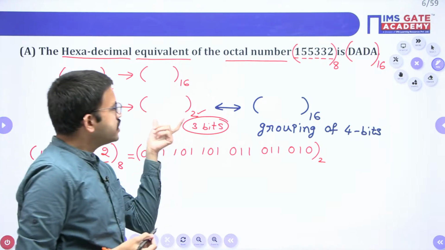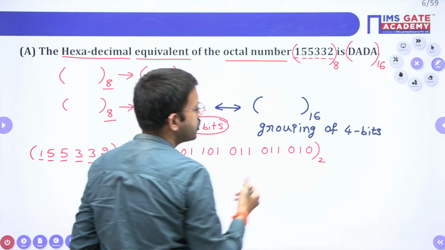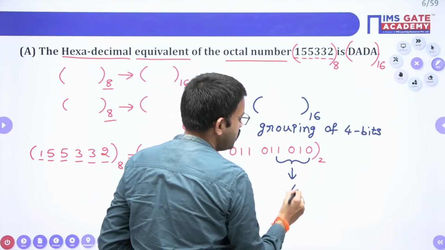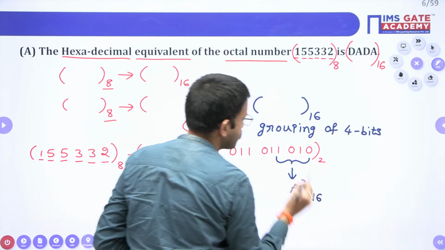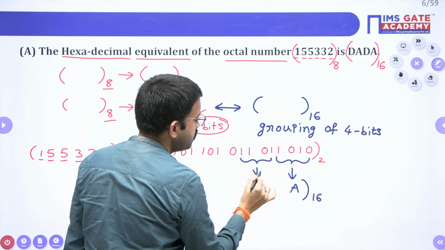Now this binary number we want to convert into hexadecimal. So we have to do the grouping of 4 bits. 1010 is nothing but A. Next, 1101 is nothing but D.